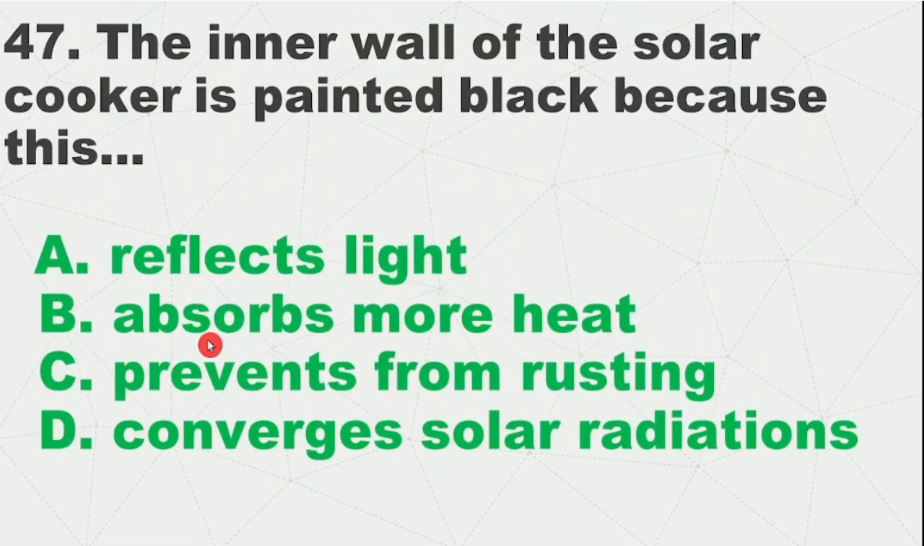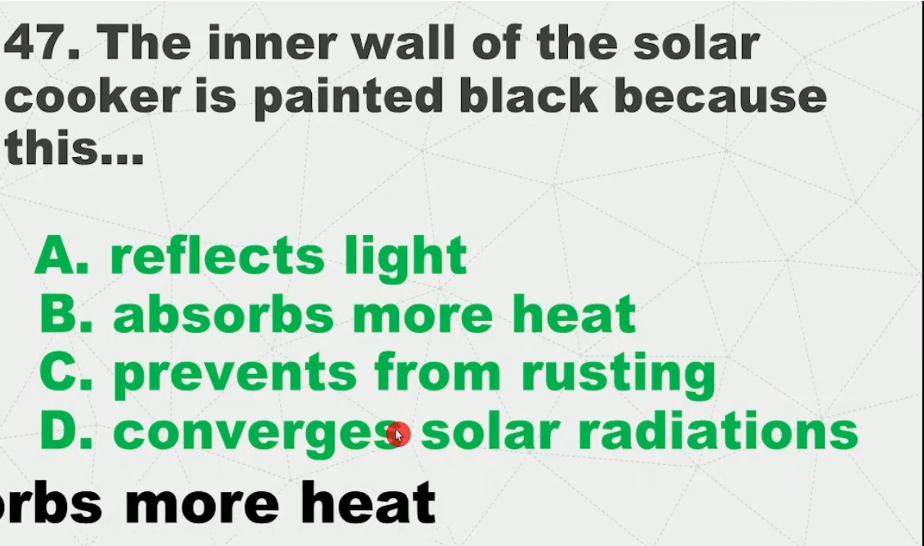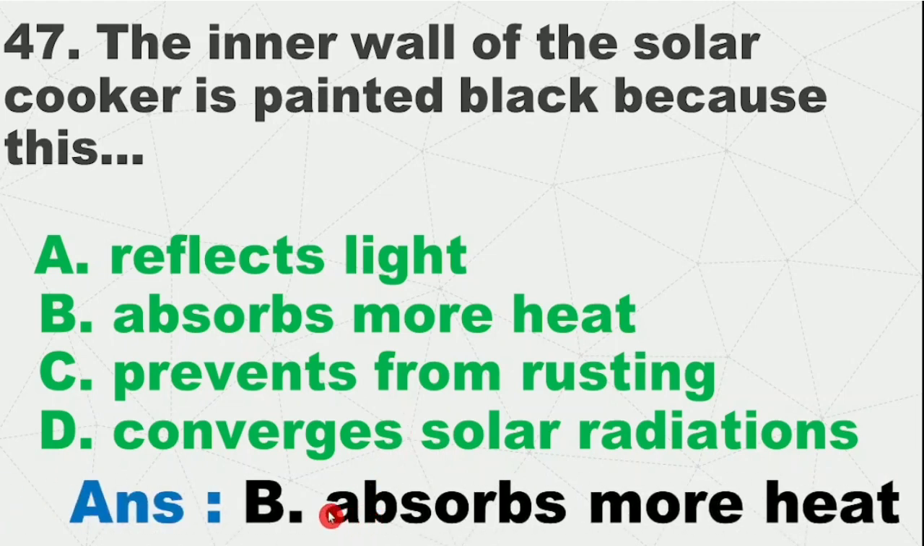Question number 47. The inner wall of the solar cooker is painted black because, why are they painted black? We have 4 options: reflects light, absorbs more heat, prevents from rusting, converges solar radiation. So why are they painting the inside wall of the solar cooker black? Because it absorbs more heat, so they have painted it with a black color. So the answer is option B, absorbs more heat.